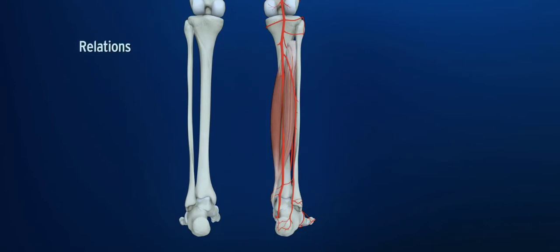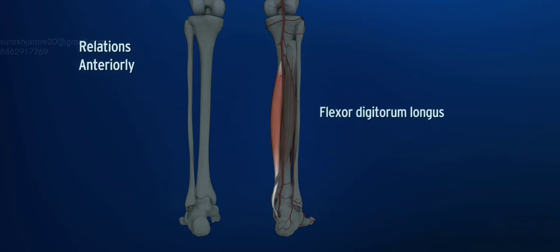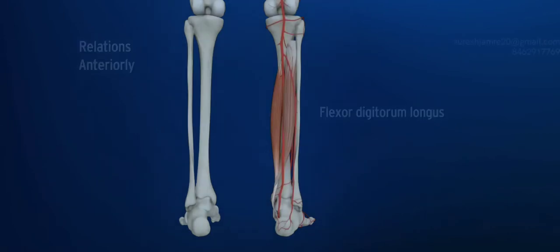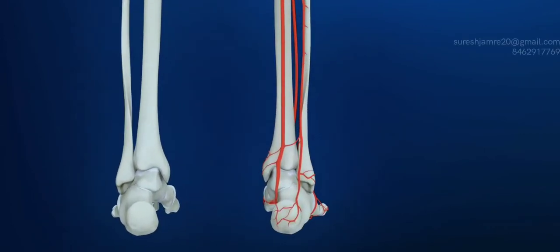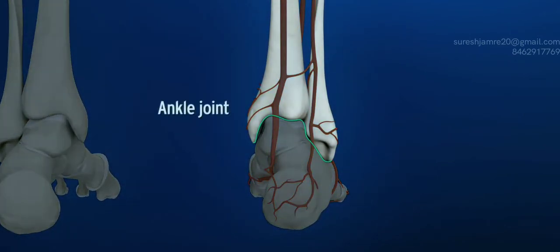Relations. Posterior tibial artery is related anteriorly. It rests on tibialis posterior, flexor digitorum longus, tibia, and ankle joint.